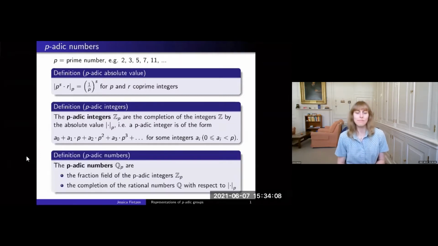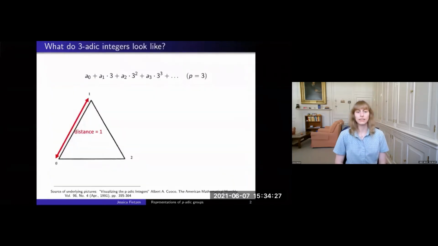And then the p-adic numbers, they are just the fraction field of these p-adic integers. Or another way to obtain them is to start with the rational numbers and complete them with respect to the p-adic absolute value. So that at first glance sounds maybe a bit odd, but let's try to see actually how do they look like. So what are the p-adic integers? How do they look like?